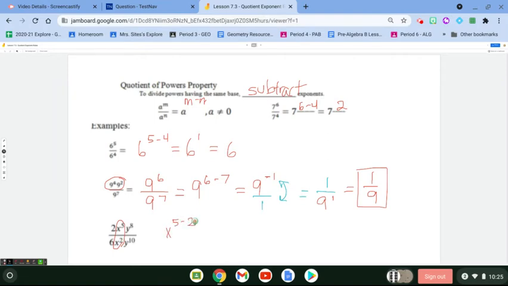So x to the fifth minus x to the second, that's going to give me x to the third, y to the eighth, and y to the 10th. So in order, 8 minus 10 will give me -2. And then let's look at the fraction part.